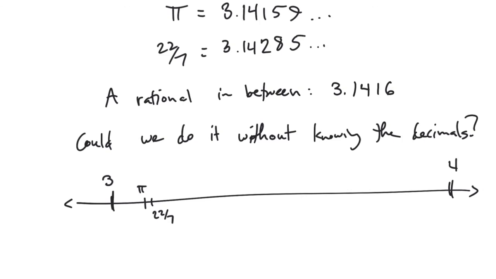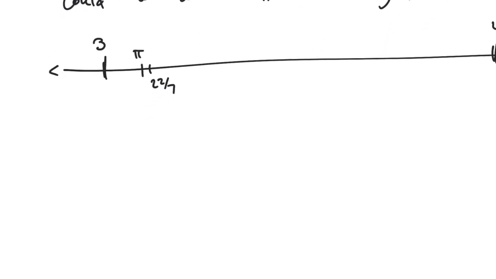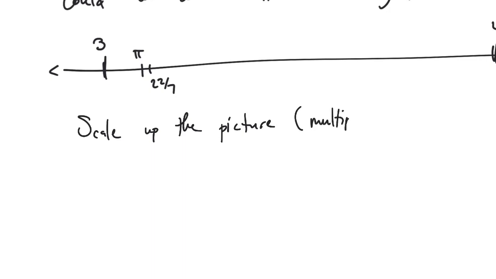Actually, we're going to use the Archimedean property to do this. The Archimedean property tells you where the natural numbers are and also tells you where the fractions of natural numbers are. But the strategy here is scale up the picture. What I mean by that is multiply everything by some really big number. Multiply by a giant number.